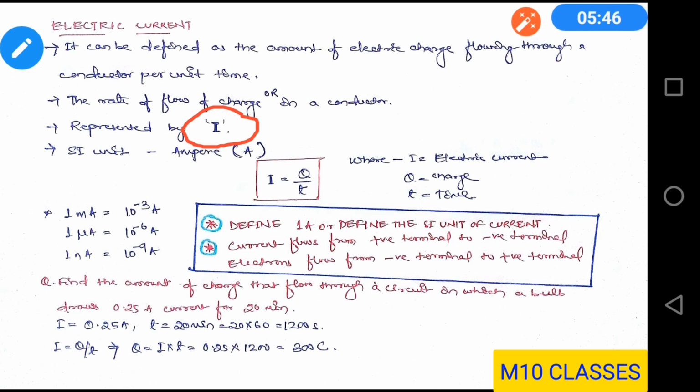So as per the definition, we can say that current, that is I, equals Q by T. That is I, which stands for electric current, Q is the charge, and T is the time. So this is the formula to calculate electric current.